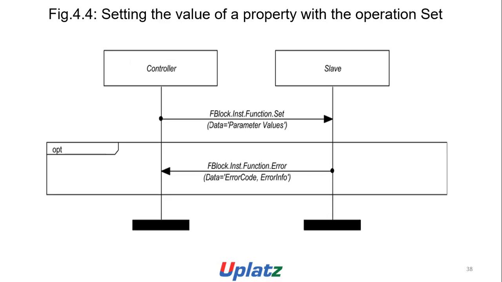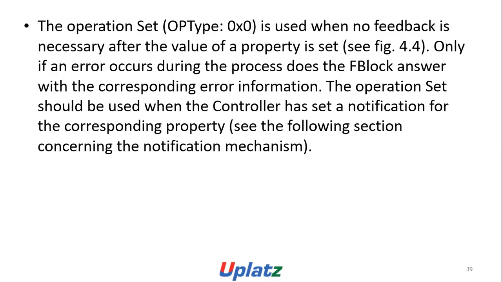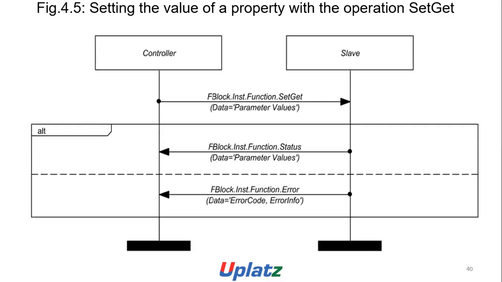Controller to Slave, optional: FBlock InstID FunctionID Set, data parameter values; written by FBlock InstID FunctionID Error, data error code, error info. The operation Set of type 0x0 is used when no feedback is necessary after the value of a property is set. Only if an error occurs during the process does the FBlock answer with the corresponding error information. The operation Set should be used when the controller has set a notification for the corresponding property. See the following section concerning the notification mechanism.